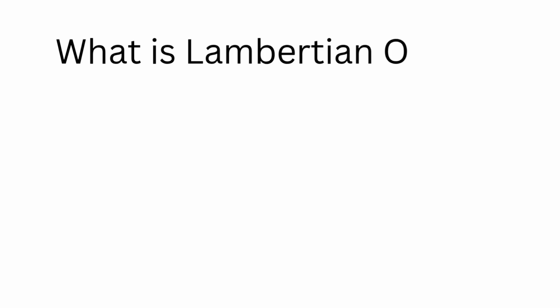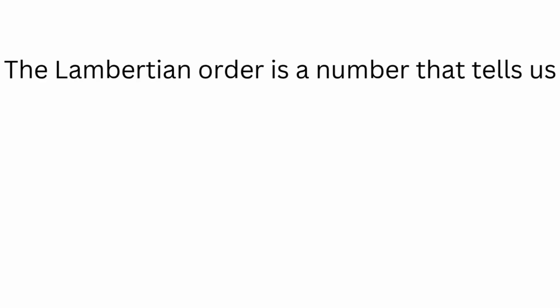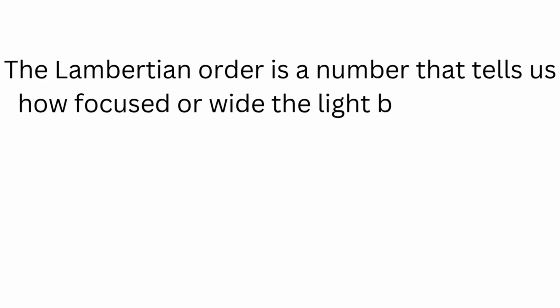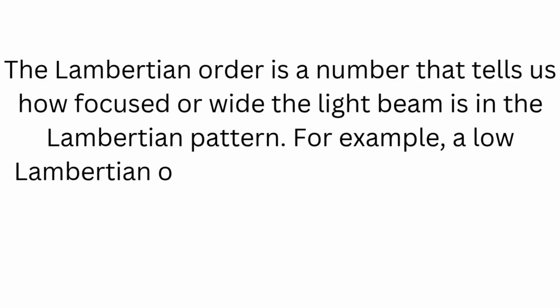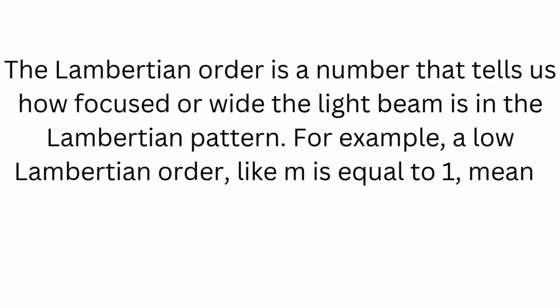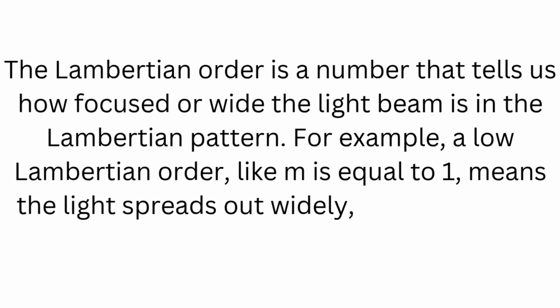Now, let's discuss what the Lambertian order is. The Lambertian order is a number that tells us how focused or wide the light beam is in the Lambertian pattern. For example, a low Lambertian order, like m equal to 1, means the light spreads out widely, more like a soft and equally dispersed glow.